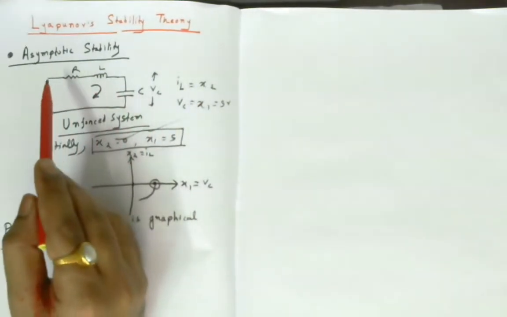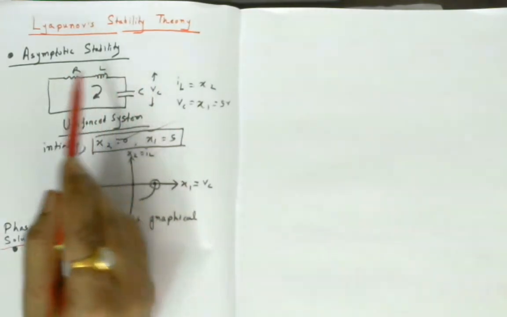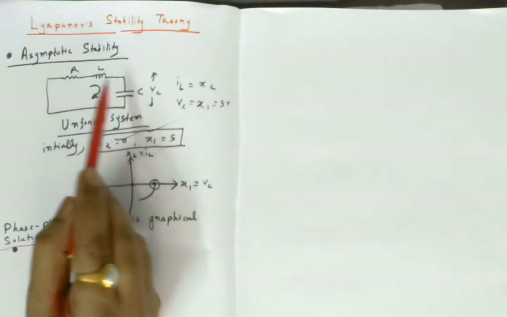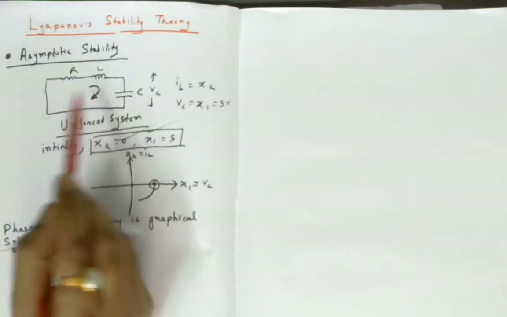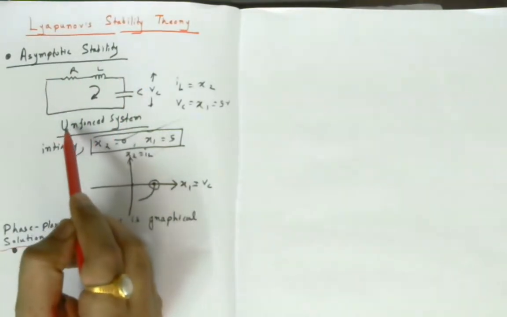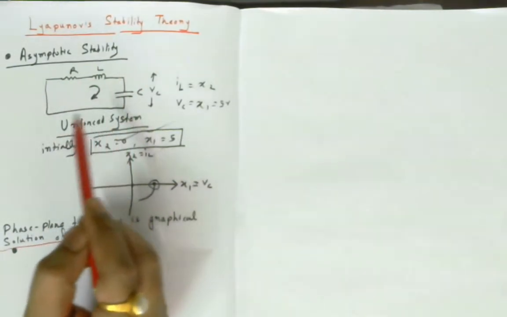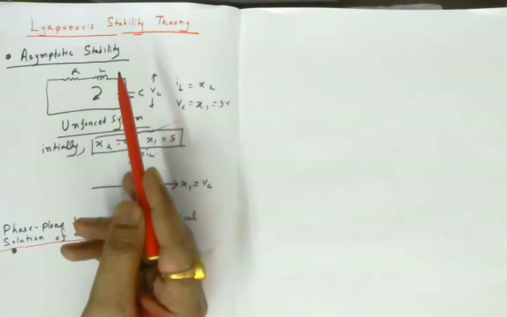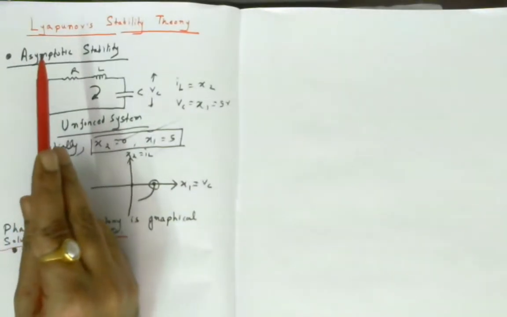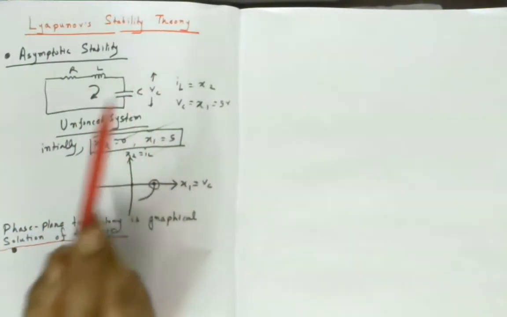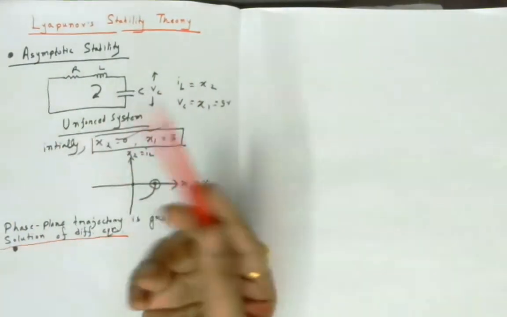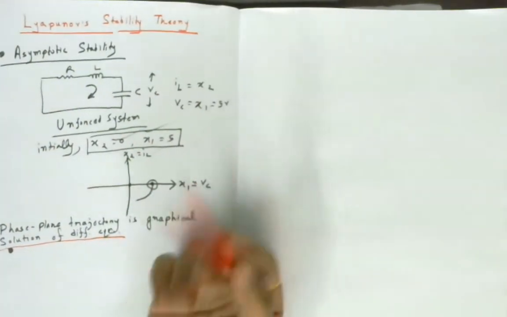So again, coming back to the point, asymptotic stability is the case for an unforced system. Asymptotic stability, I'm hammering on this point again and again. Asymptotic stability is the case for an unforced system. What will happen to the energy of the system when time tends to infinity? That is about Lyapunov stability theory in short. That is the background of Lyapunov stability theory.